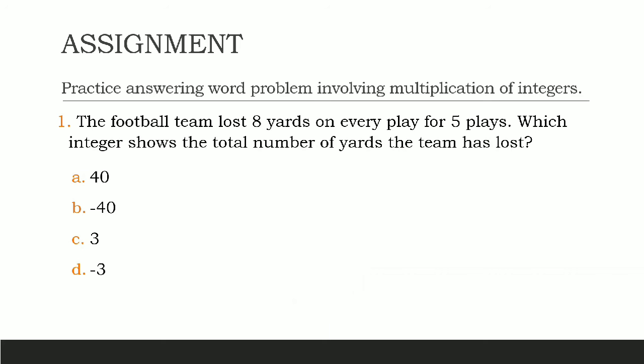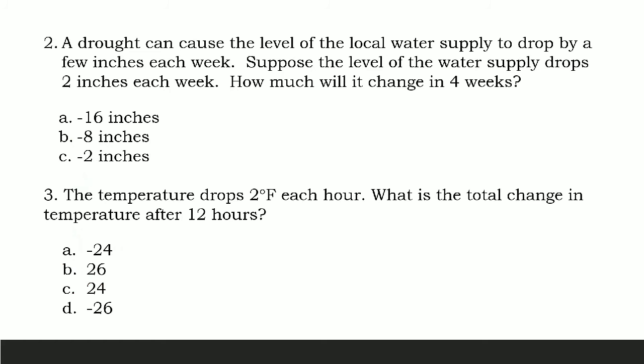Here's for your assignment. I want you to practice answering word problem involving multiplication of integers. Number 1. The football team lost 8 yards on every play for 5 plays. Which integer shows the total number of yards the team has lost? A. 40, B. Negative 40, C. 3, D. Negative 3.